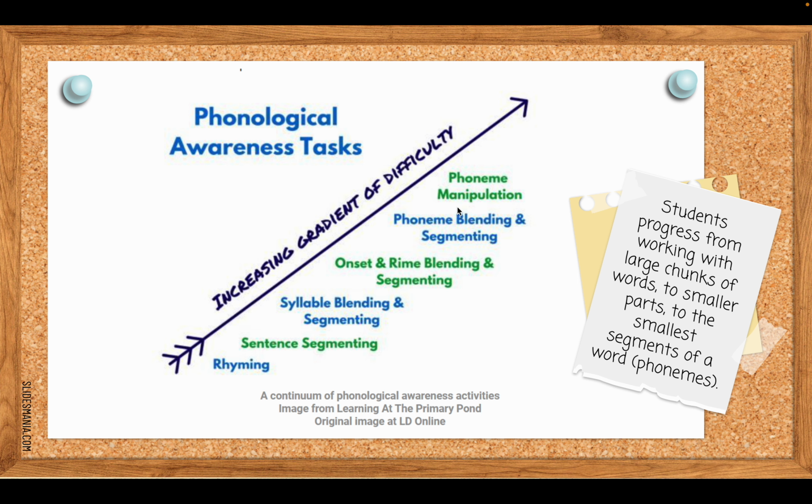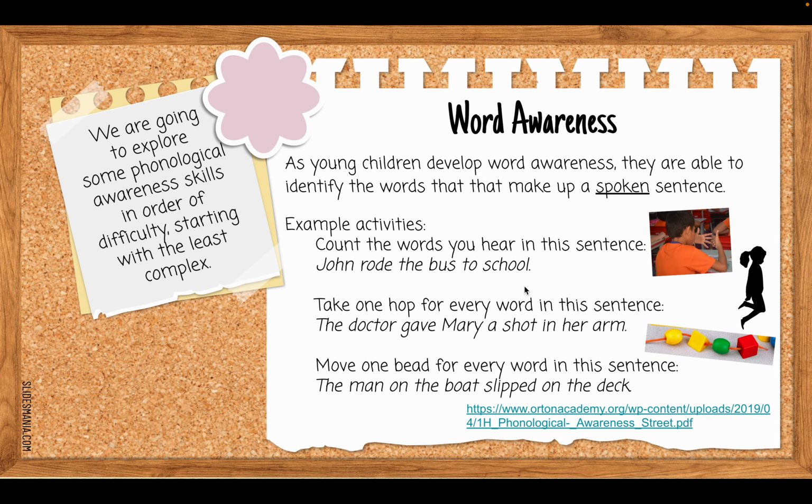So again, we're going to go through those skills in order of complexity as we look at these slides. So, word awareness. As young children develop word awareness, they're able to identify the words that make up a spoken sentence. Again, phonological awareness skills are activities that you're doing orally without the written print. So it might be something like, count the words you hear in the sentence.